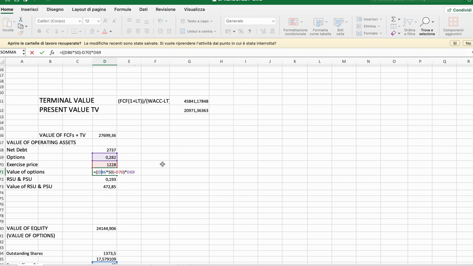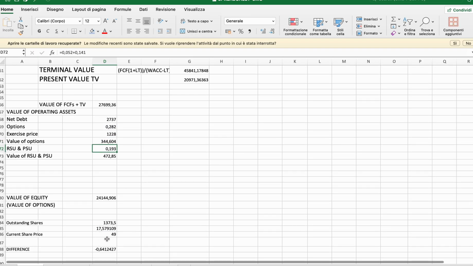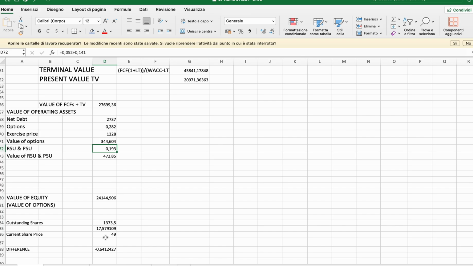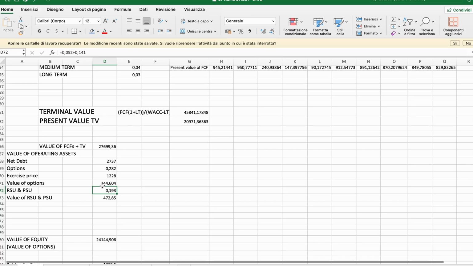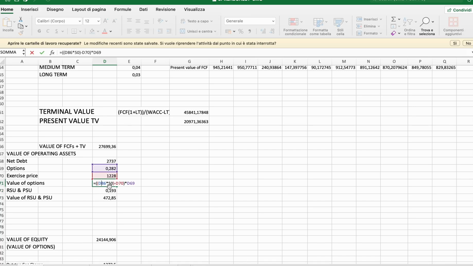I've done some calculations in order to come up with the value of options and take care of the strike price once the stock has been split. So over here, I've taken as a reference the last share price that I found, that is $49. Basically, I multiplied by 50 and then subtracted the exercise price, multiplied by the number of options outstanding.